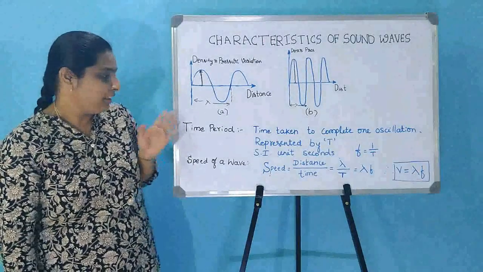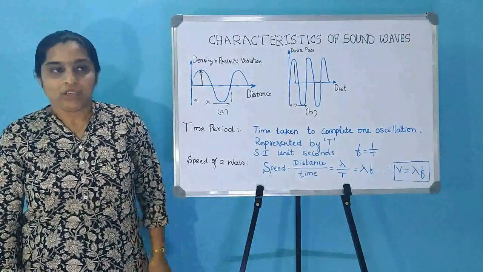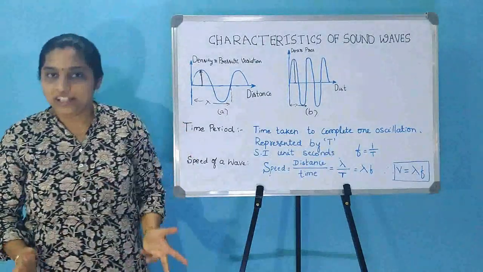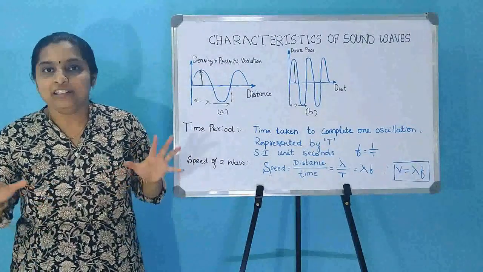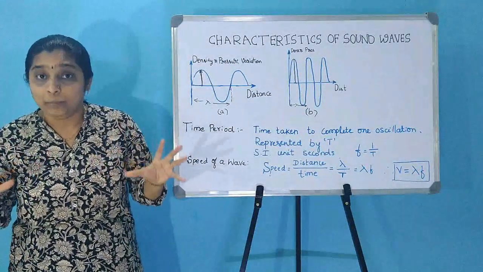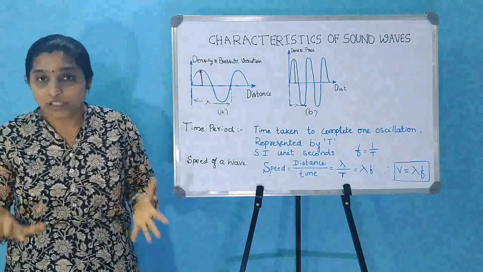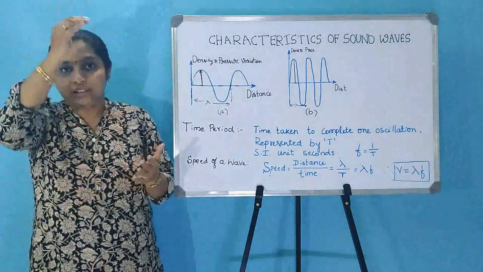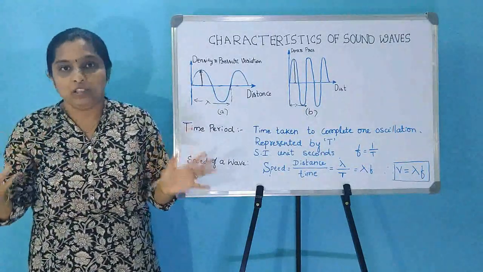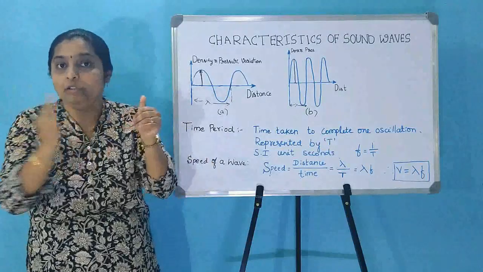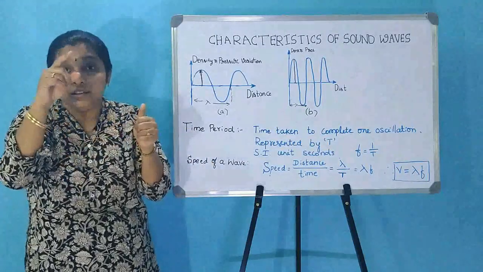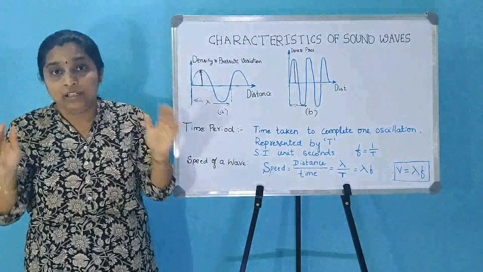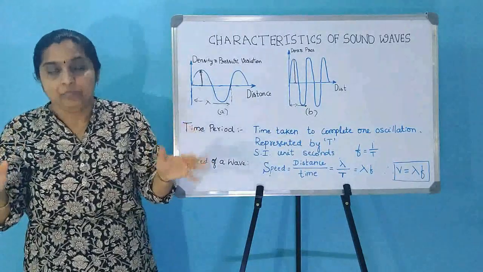Now, let us go to the next characteristic of sound. That is time period. What is time period? Time period is nothing but the time taken to complete one oscillation. So, what is one oscillation? One crest and one trough together is called one oscillation, and the time taken to complete this one crest and one trough is called the time period.